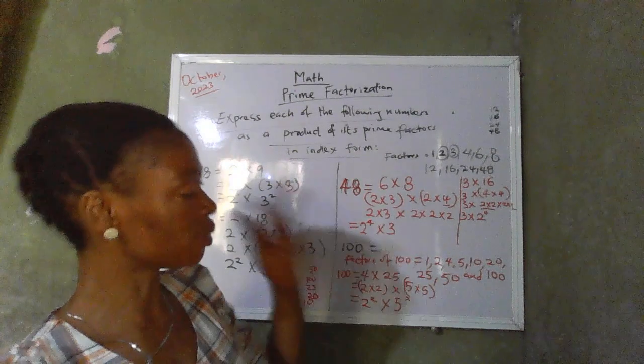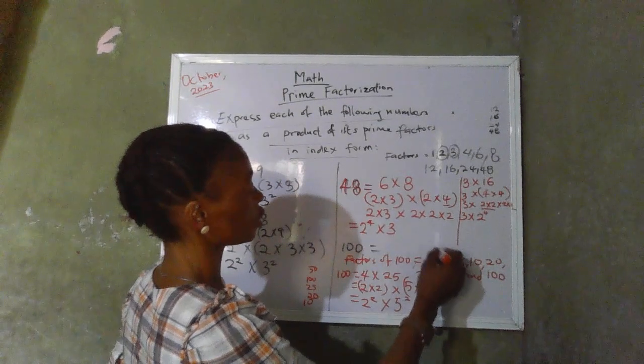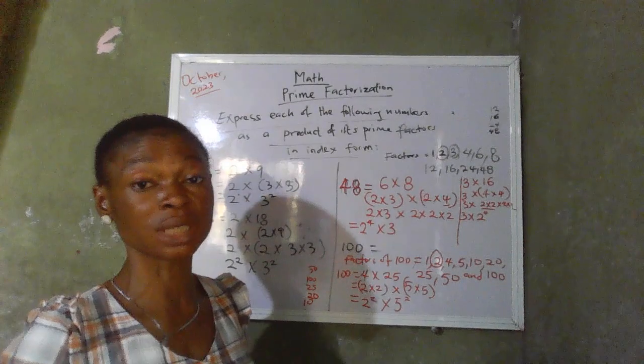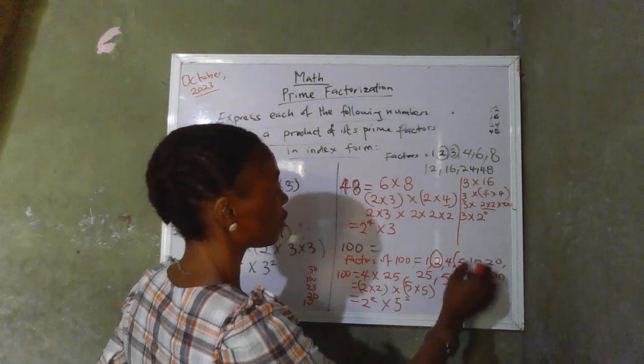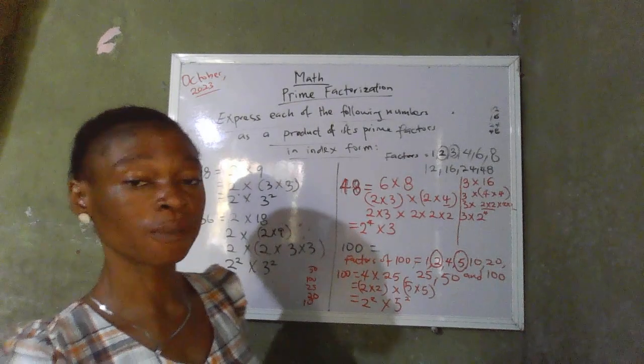Sorry, we didn't identify the prime numbers first before we started. We have 2, which is divisible by only itself and 1, and we have 5. Others are divisible by more than itself and 1.